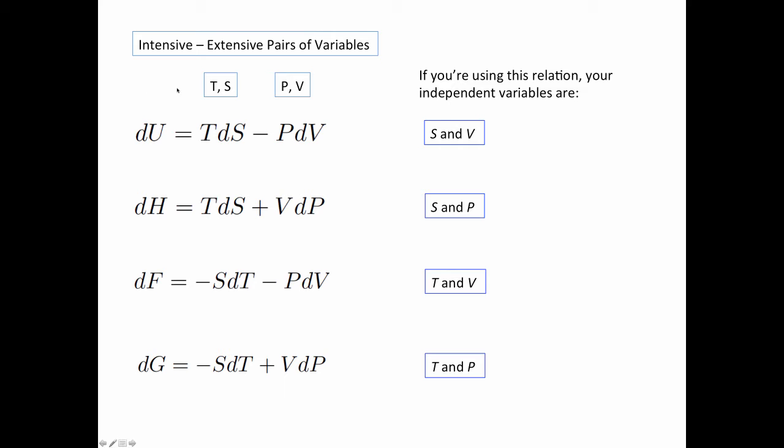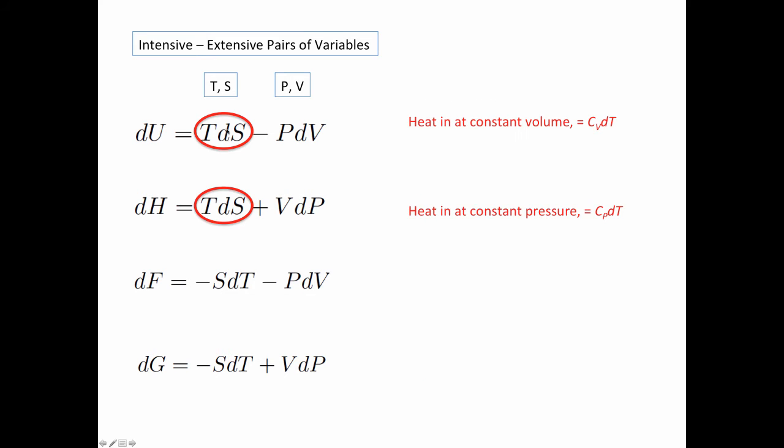Now, to figure out when it's useful to use any of these relations, let's recall some things that we already know. So this term TdS here is the heat flow into or out of a system. In the first thermodynamic identity, the one for internal energy, it is the heat into the system at constant volume, CV dT. Whereas for the enthalpy relation, it's the heat in at constant pressure, Cp dT. So if you're interested in heat into or out of a system under conditions of constant volume or constant pressure, then these two relations are the ones to use.